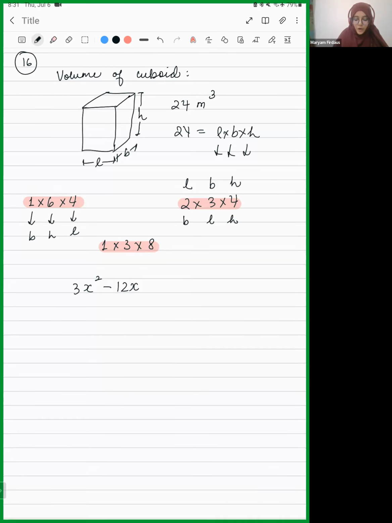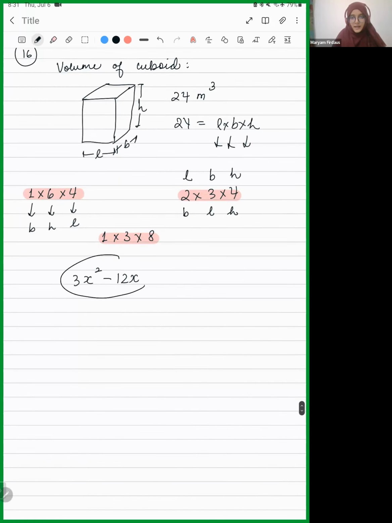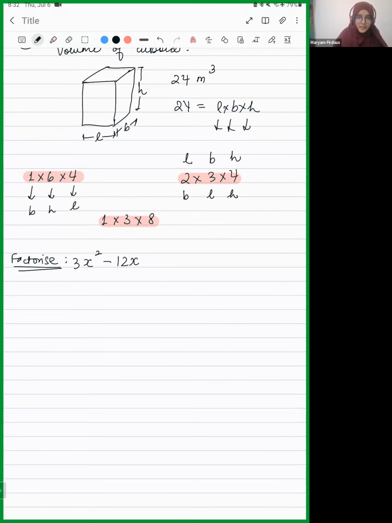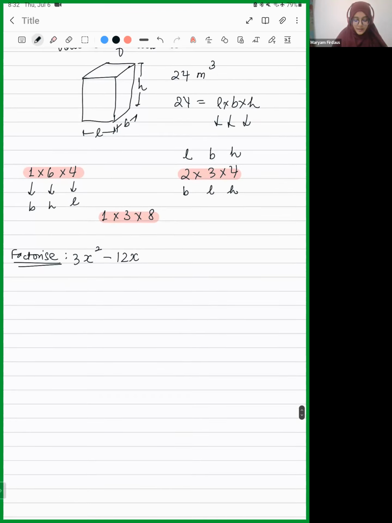So now you know how to factorize this, right? Let's try to factorize. In such a question, you just have to factorize this expression and make sure that if it's asking for volume, you need to have 3 dimensions. If it's asking for area, you need only 2 dimensions, because in the formula of area you have only 2 dimensions, length into breadth. But for volume, you have 3 dimensions.